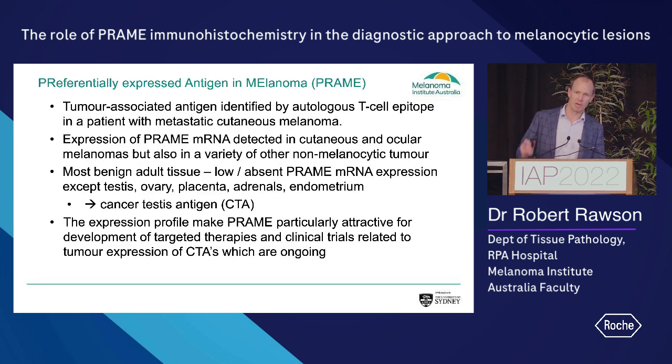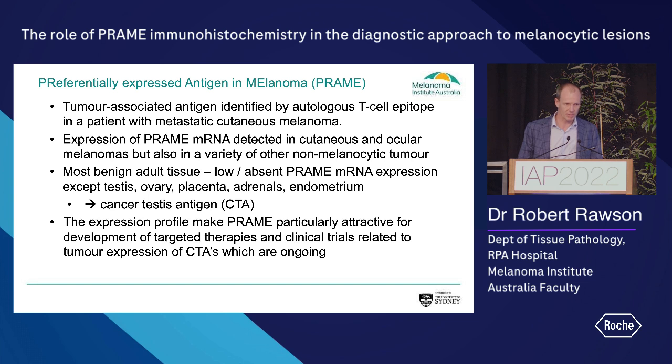So PRAME stands for preferentially expressed antigen in melanoma. It's quite a suggestive term and gives you a good idea of how it's useful. It was first identified in 1997 from T-cell clones in patients with metastatic cutaneous melanoma, and PRAME mRNA was detected in both cutaneous and ocular melanomas and other variety of non-melanocytic tumours, which we'll talk about later on.